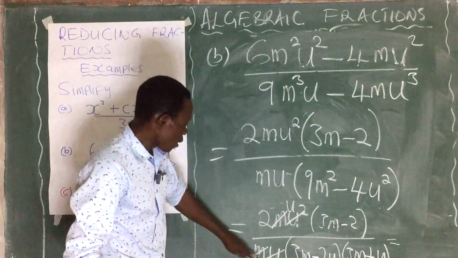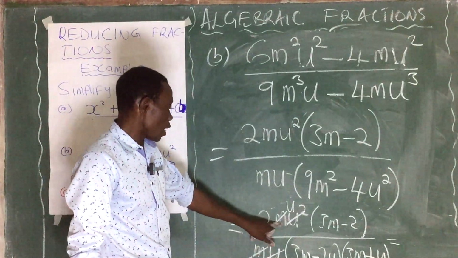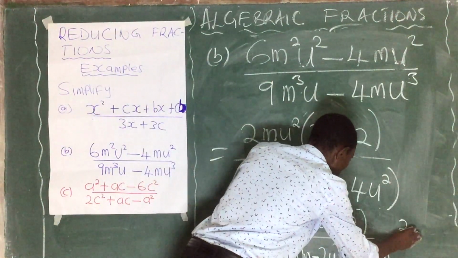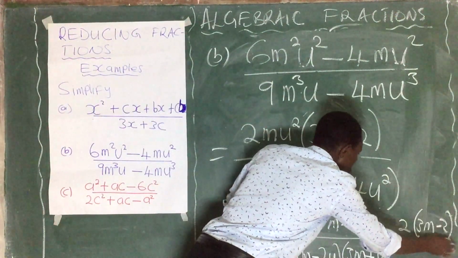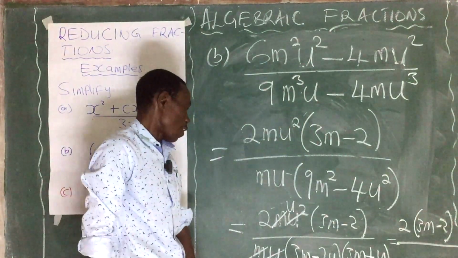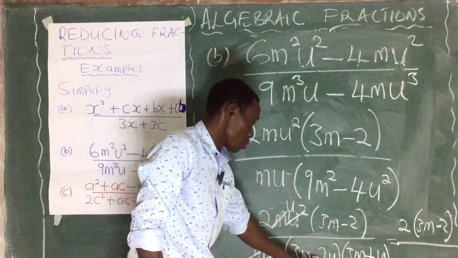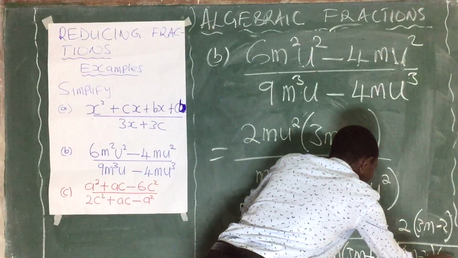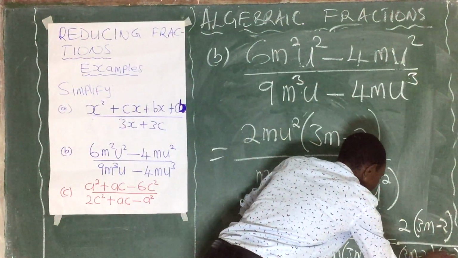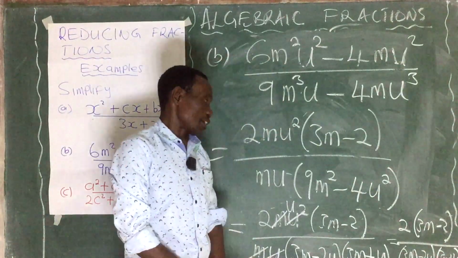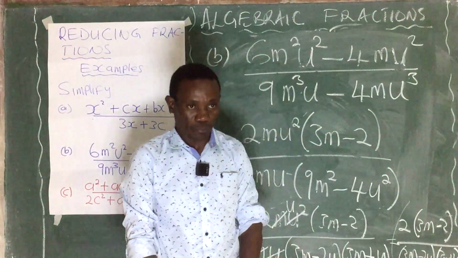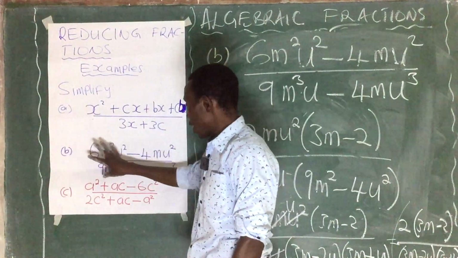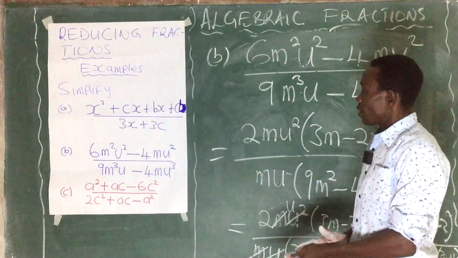So the result after dividing mu into mu squared, we have a 2 remaining, which should multiply by this one. We have 2, 3m minus 2. Then down here, what are we going to have? We have these two brackets, the binomials, which are 3m minus 2u, then bracket, we have what? That is 3m plus u. Right, so this one is our answer. If you look at this result, this is a simplified form of this expression here. Right, so that's the way we do.